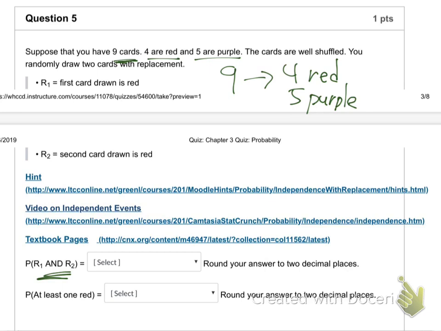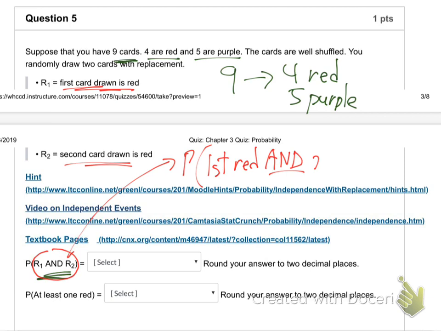R1 and R2. So what's R1 and R2? First card is red, second card is red. So they're saying, what's the chance that the first card is red and the second card is red? That's what they're asking. So the probability, the first is red and what do we always do with and, by the way? Something we learned about and? Multiply. Yeah, and is always multiply.